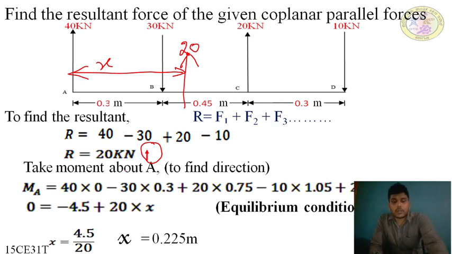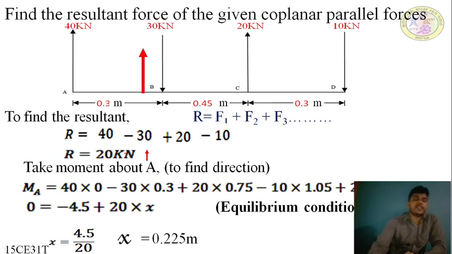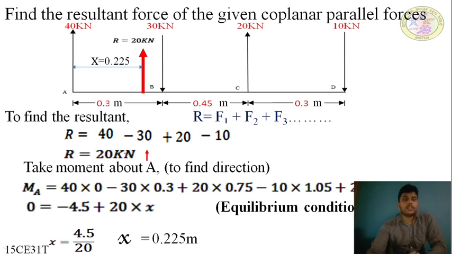Resultant is 0.225 from point A. The red arrow mark indicates that it is the resultant. It is 20 kilonewton in magnitude, at a distance of 0.225 meter from point A. This is how we have to calculate the resultant and its direction.